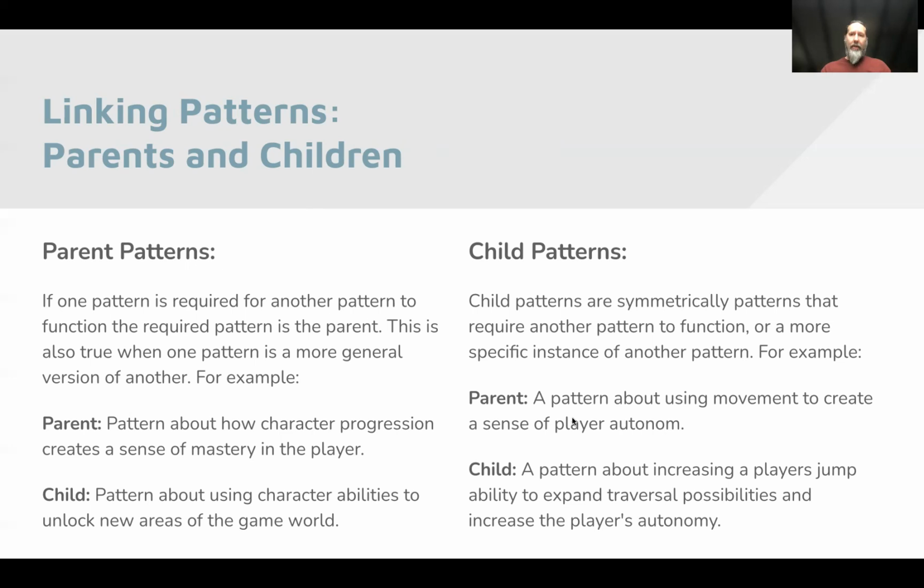So an example of that second kind of hierarchy: a pattern about using movement to create a sense of player autonomy, which I misspelled there, that would be a parent, and a child would be a pattern about increasing a player's jump ability in order to expand traversal possibilities and increase the player's sense of autonomy, right? So using jump specifically is a specific case of movement in the game. Therefore, the movement pattern would be the parent and the jumping pattern would be the child. So that's the basic concept.